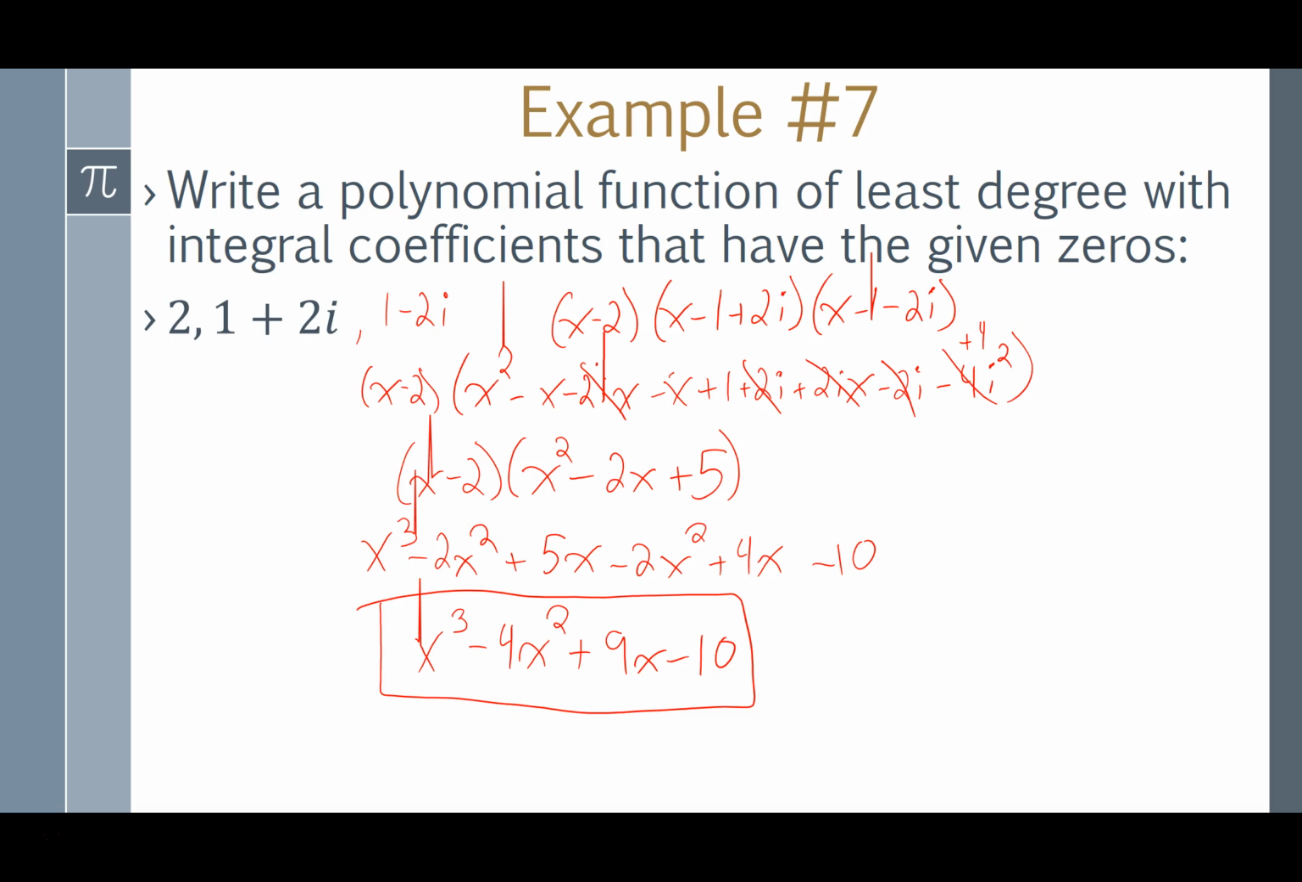Alright, so that's it for roots and zeros. So next time we're going to talk about how to solve a polynomial function from scratch, not being given a solution to begin with like we had in the beginning here. You just have to find them on your own.